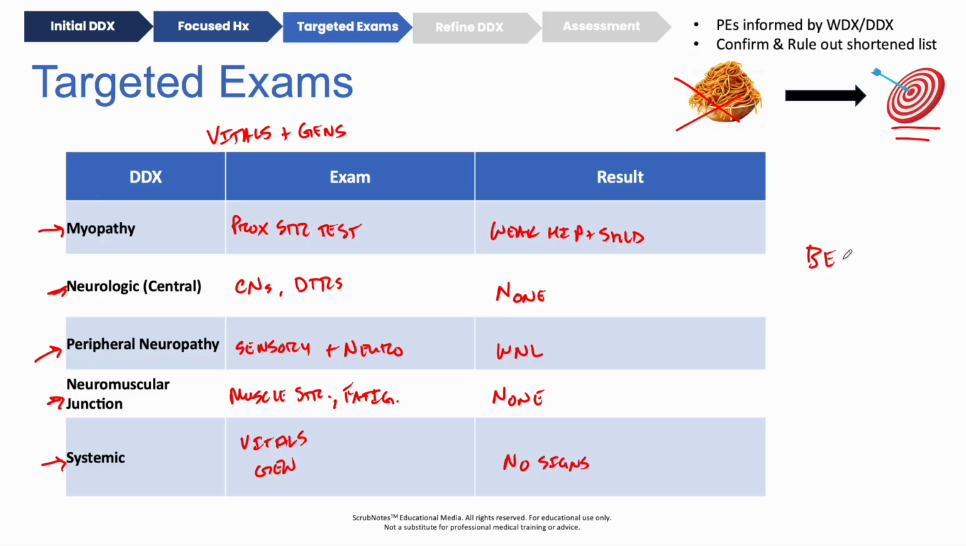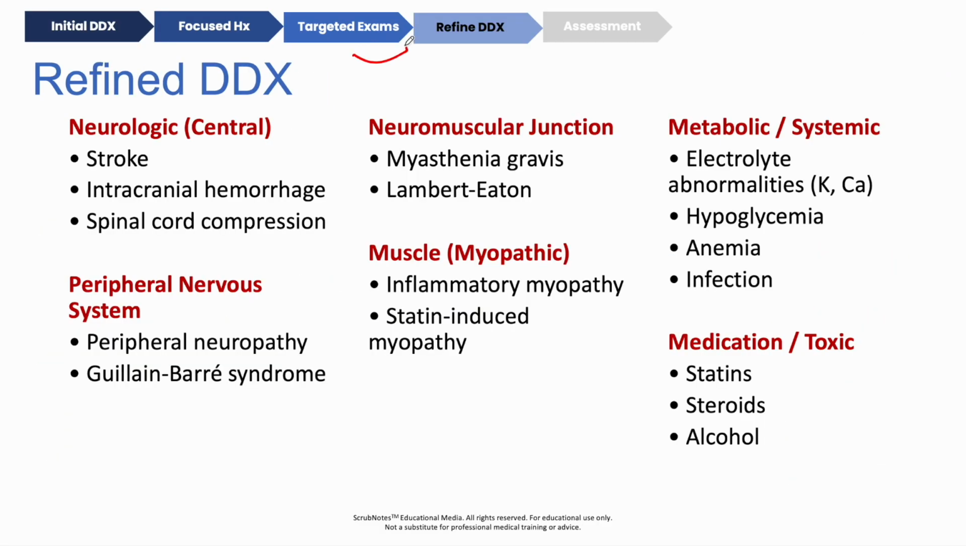And don't forget, if you're suspecting a stroke, that BE FAST mnemonic can be really helpful to rule out any symptoms. So balance, eyes, face, arms, speech, and timing. BE FAST. Now that we've performed targeted physical exams, let's refine our differential list. We're not adding any diagnosis at this point, we're prioritizing.